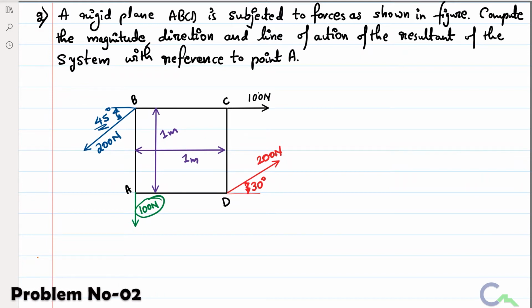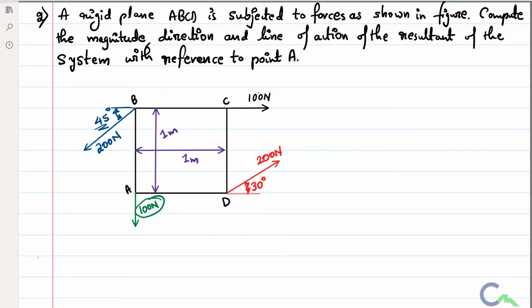Hello everyone, here we have our second problem in coplanar non-concurrent force system. The question is like this: a rigid plane ABCD is subjected to forces as shown in the figure. Compute the magnitude, direction and line of action of the resultant of the system with reference to point A.